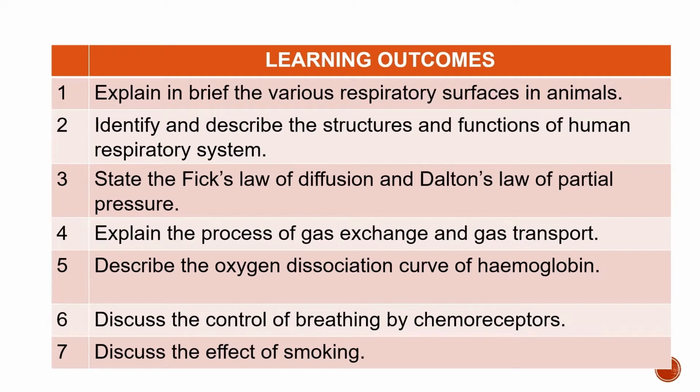This is the learning outcome in this chapter. Number 1, explain in brief the various respiratory surfaces in animal. Number 2, identify and describe the structure and function of human respiratory system. Number 3, state Fick's law of diffusion and Dalton's law of partial pressure. Number 4, explain the process of gas exchange and gas transport. Number 5, describe the oxygen dissociation curve of hemoglobin. Number 6, discuss the control of breathing by chemoreceptor. And number 7, discuss the effect of smoking.